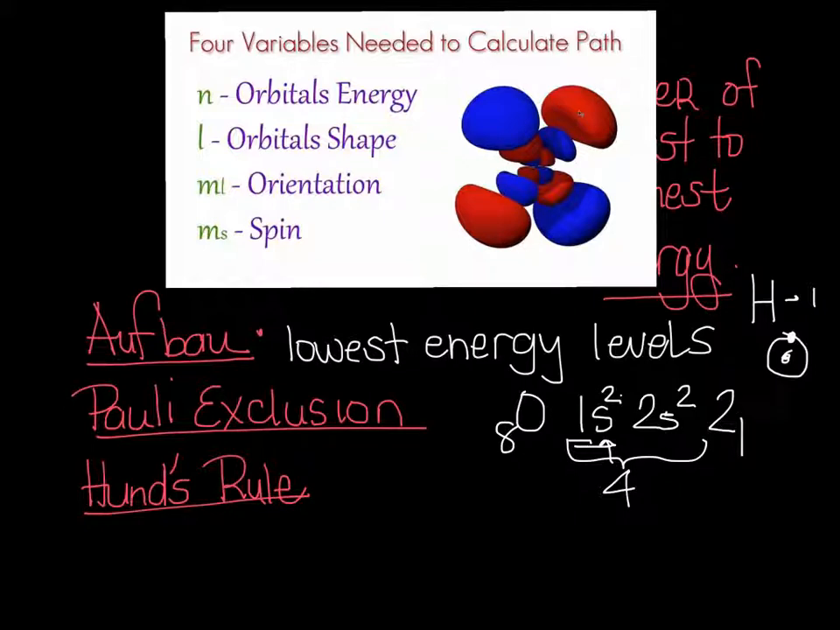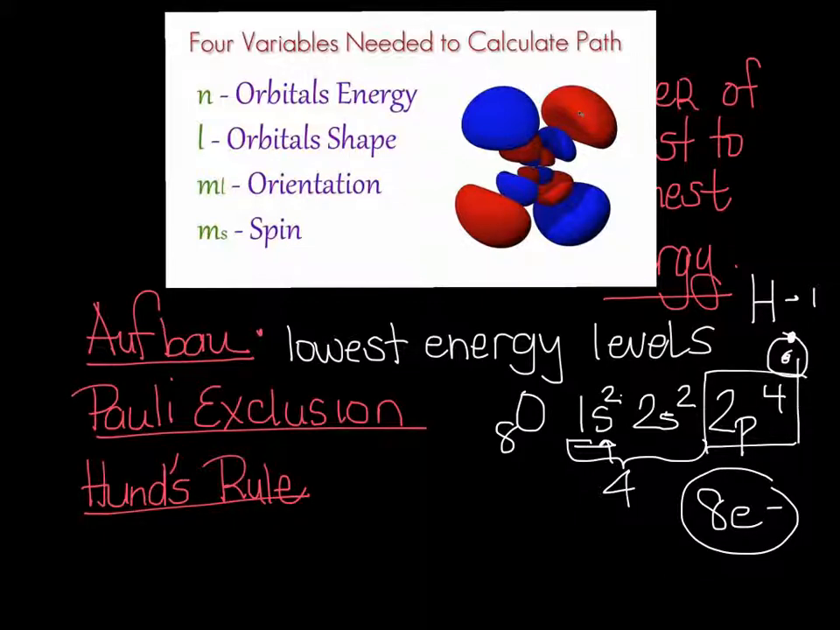So in apartment 2p, we would find our other 4 electrons, 2p4. That gives us 4, 5, 6, 7, 8. And that would account for the 8 electrons in oxygen. Now, even though P holds 6 electrons, notice that since only 4 needed to be placed, oxygen in 2P would actually only hold 4 electrons, leaving some empty space.